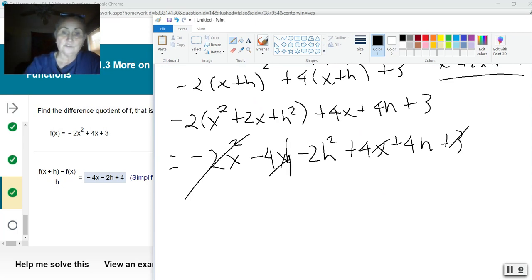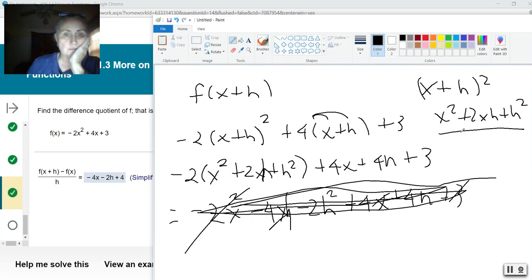So if I get rid of the original, that was not the original. Look, I missed it. There it is right there. There's my COVID brain. h squared plus 2xh plus h squared. So look, I'm going to do it again. (x plus h) squared is x squared plus 2xh plus h squared.